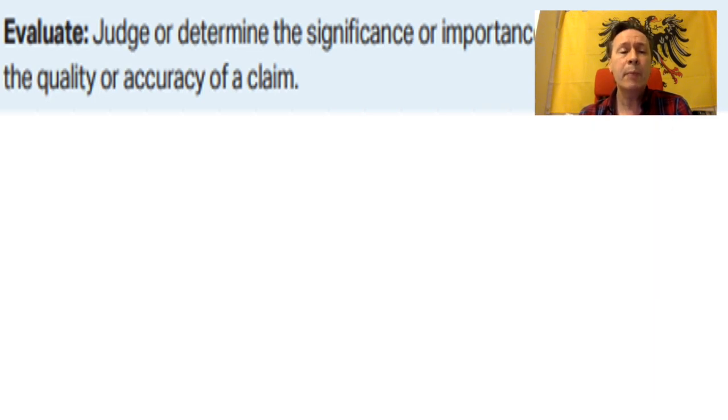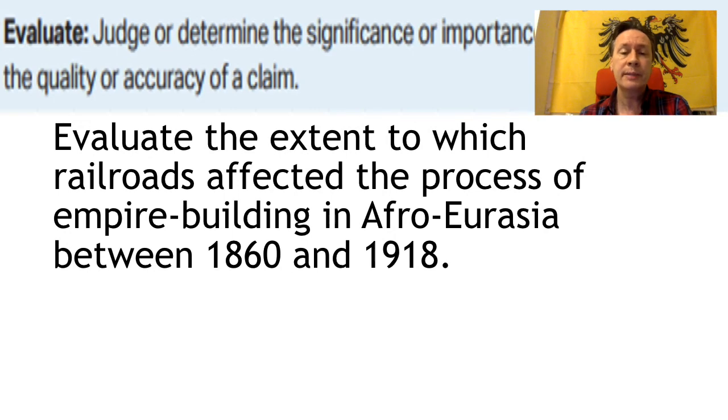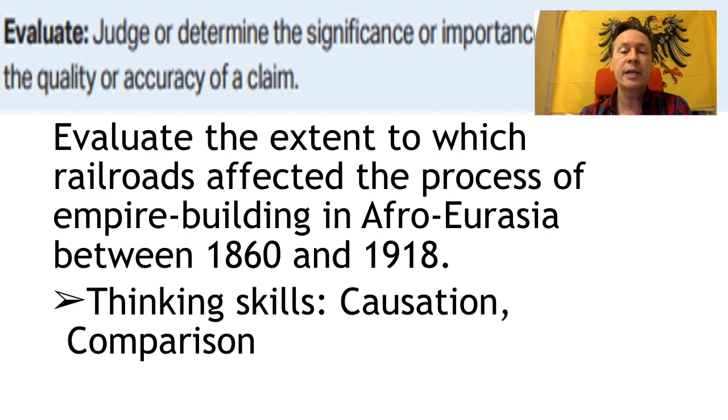For railroads and empire, I might rephrase this: how did railroads impact empire building in Afro-Eurasia from 1860 to 1918? Here again, we're looking at causation since we're asking about an impact. But what empires are we talking about? European ones or also Asian ones? So we might be looking at comparison as well. It depends on where the documents are going to take us.